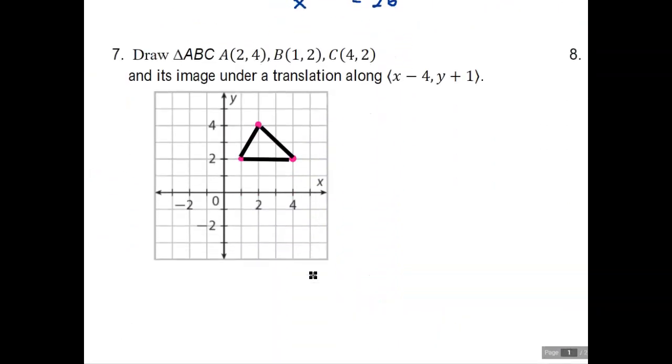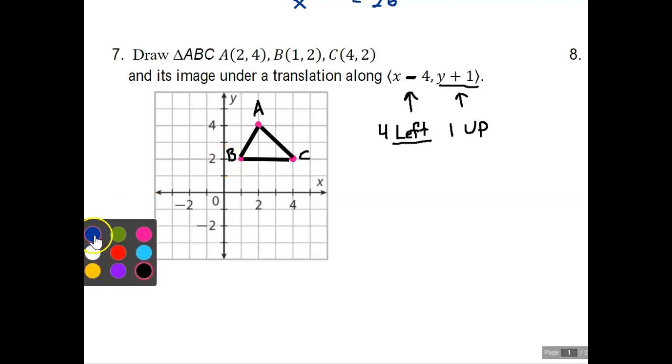Then we moved on to transformations, and we just had to plot these. So like 2, 4. So we got A, B, and C. And then we have some transformation that says x minus 4. X is left and right, so minus will be left. And then y is up and down, so plus will be 1 up. So we're basically moving each of these points 4 left and 1 up.